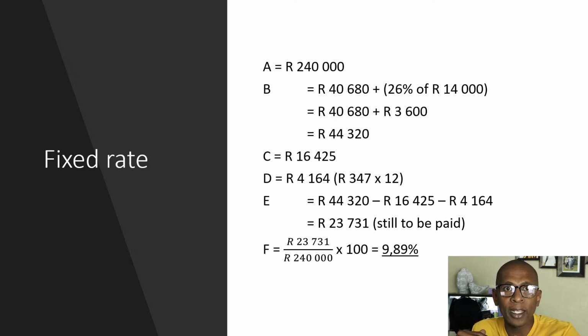Now, just based on that, when you look at B, if you look at the tax tables, that will put him at a marginal tax rate of 26%, and you'll have to work out what his tax would be. So in terms of that table, we take 40,680 plus 26% of the amount over and above, which I have worked out to be 14,000 rands already. So the calculation goes on to 40,680 plus 3,600, which gives you a total tax liability for that tax year of 44,320.